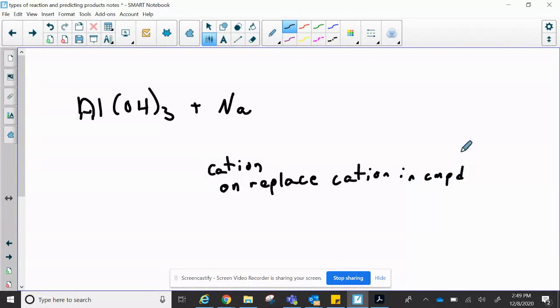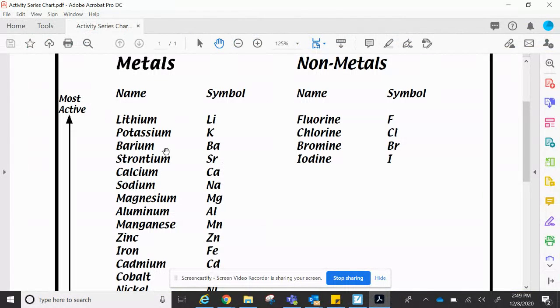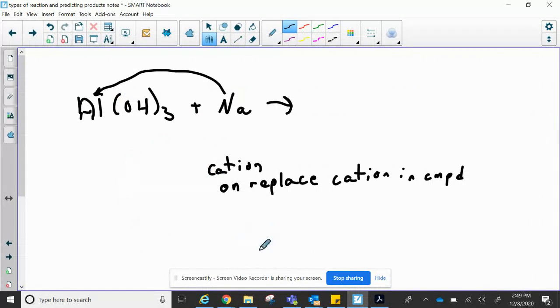That stands for compound. So which is our cation in the compound, aluminum or hydroxide? We know it's aluminum. So basically sodium is going to come in here and replace aluminum if it can. That's where we need to look at our activity series. We need to see if sodium, since it's single, is above aluminum. And it is. Since sodium is above aluminum on the activity series, it can replace it.